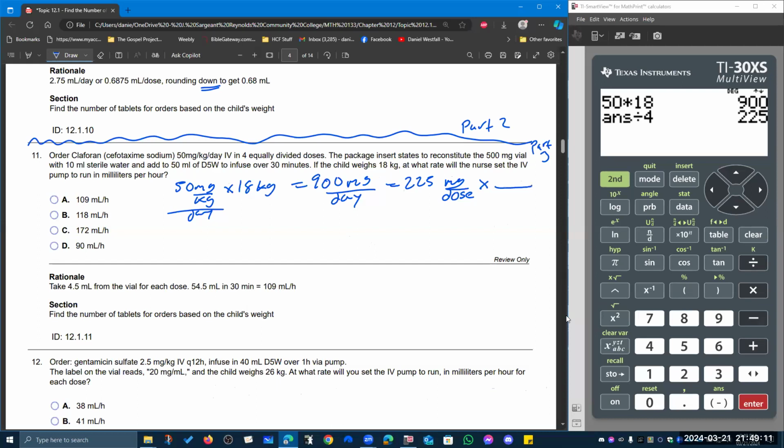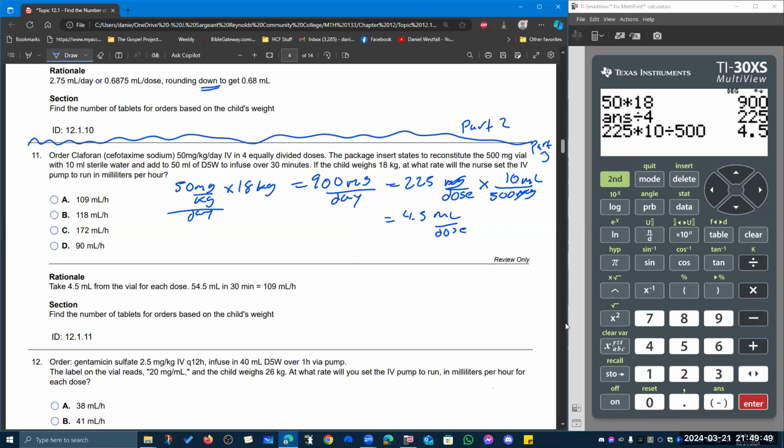And then there's a concentration of 500 milligrams in 10 milliliters of sterile water. 225 times 10 divided by 500 is going to be 4.5 milligrams per dose. Sorry, milliliters per dose.